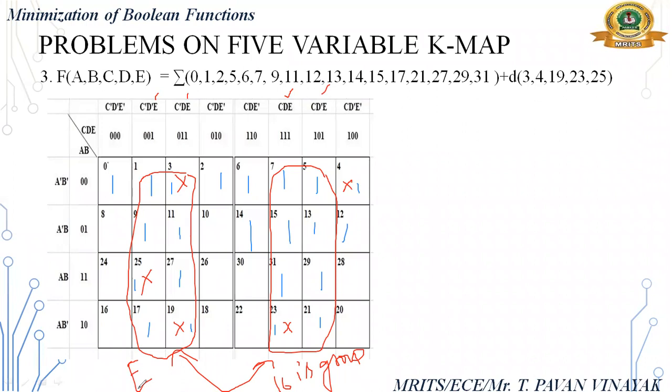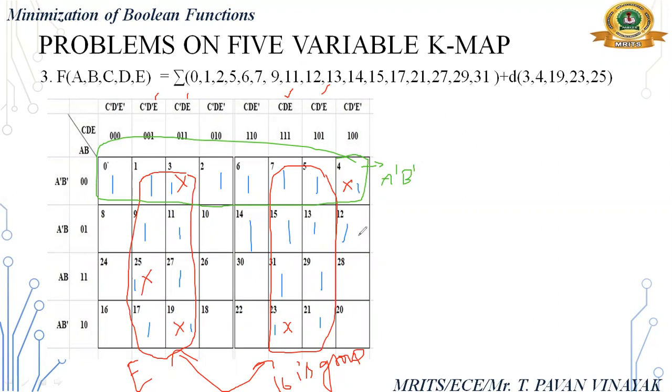Next. Any other groups of 16 available? No. Now check for octets. For octet I am taking green color now. So this is one octet, right? So the expression for that is, common term is A bar B bar. A bar B bar, one octet. Next, are there any ones uncovered?